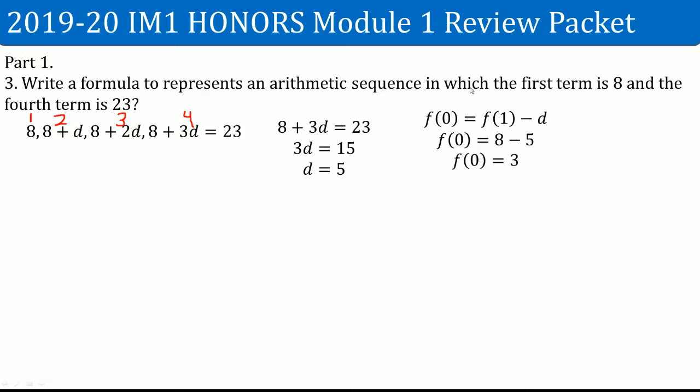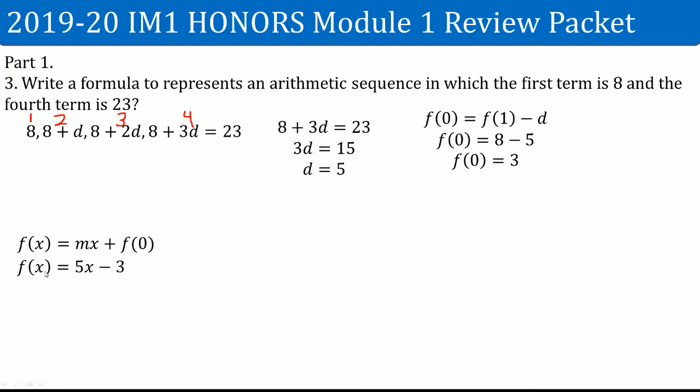Okay. Once that is done, you would now find the 0 term. The 0 term is defined by the first term minus the common difference. So it would be 8 minus 5, which equals 3. So you would say that f of 0 is equal to 3. Next, you would write the formula out for the arithmetic sequence. It would be f of x is equal to mx plus f of 0, which is the 0 term. M here is the slope, which is similar to the common difference, which is 5.